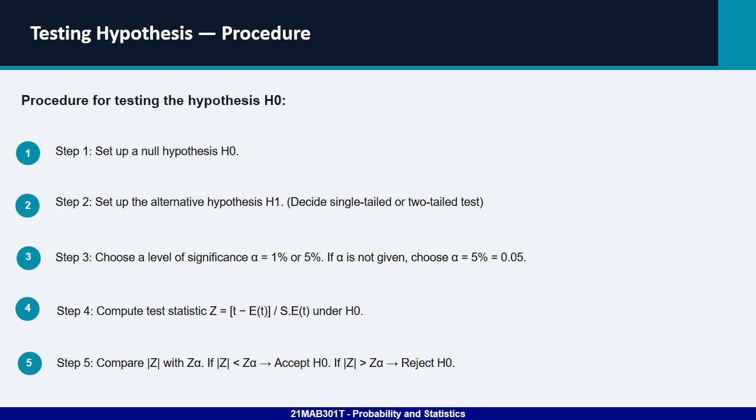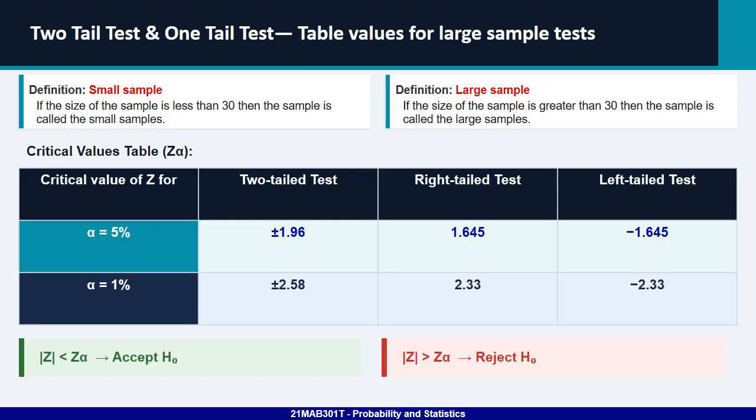And step 5 is going to be comparing the calculated value of mod of Z with the critical value Z alpha. So if mod of Z is less than Z alpha, we accept H0, and if mod of Z is greater than Z alpha, we reject H0. So these 5 steps help us to understand the testing of hypothesis procedure, and we apply them to every problem from here on. This is also again a recall of the critical value table.